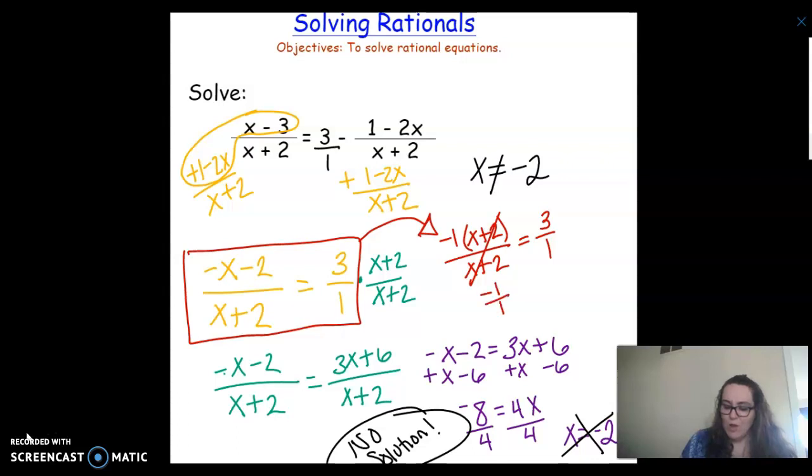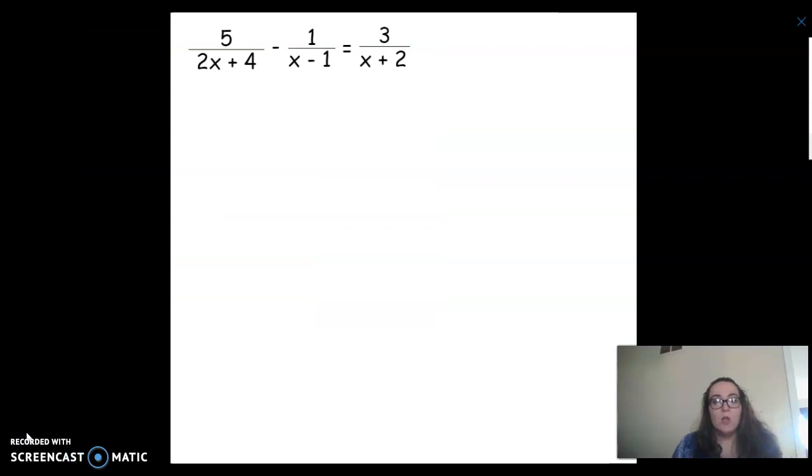And now I have this. Negative 1 over 1 has to equal 3 over 1. Well, is that even possible? Because that's not possible, I'm still going to get that no solution. So 2 ways to do the question, same answer in the end. Question number 2. Write it down, pause, and factor anything you can factor maybe.